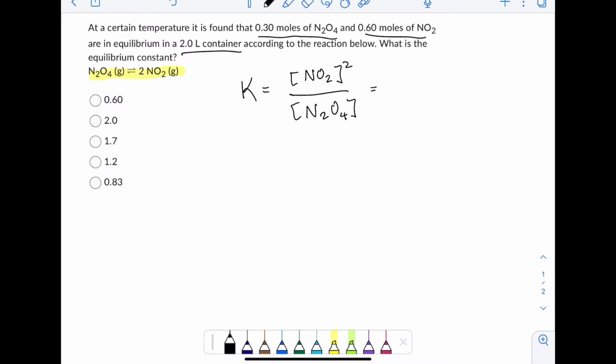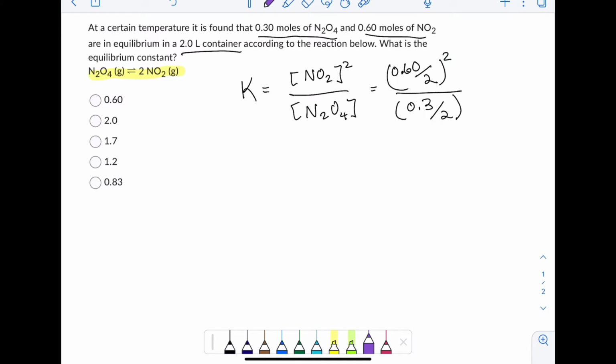I can put in 0.6 moles of NO2 over the 2-liter container, and that will be squared, and 0.3 moles of the N2O4 over the 2-liter container. I can plug that in my calculator. I do have to be a little careful plugging it in. I do need to worry about order of operations and parentheses or not parentheses, that sort of thing. I can actually calculate what's inside the parentheses first, get a value for this, and then write it in the numerator squared, etc. So there are lots of different ways mathematically I can do this.